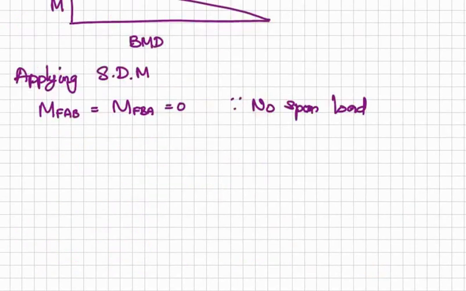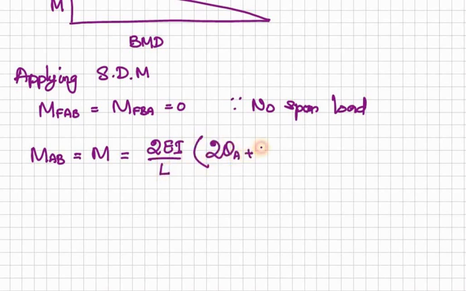That is, MAB is equal to 2EI divided by L into 2 times theta A plus theta B plus 0, because there is no relative displacement. So 0 plus 0, because there is no fixed end moment. This we can consider as expression 1.